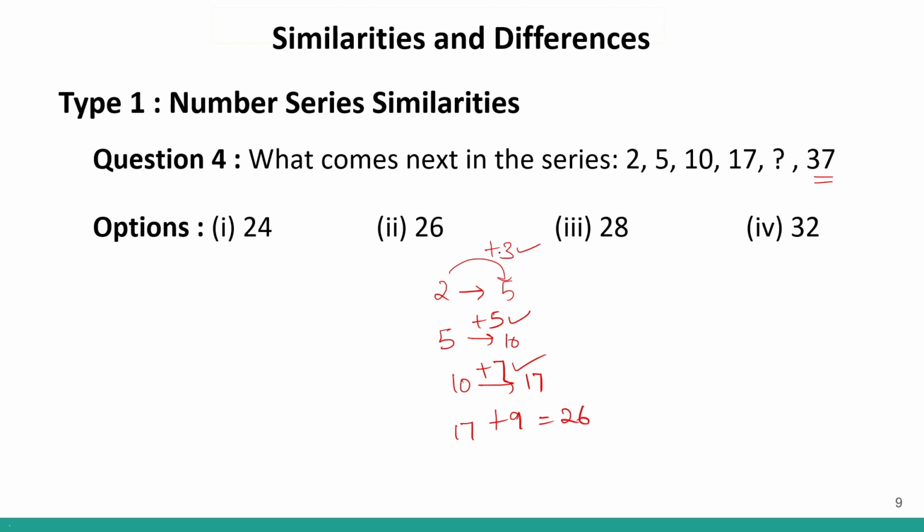So the next consecutive odd number after plus 3, plus 5, plus 7, plus 9 will be plus 11. So if I add 26 to 11, my answer will be 37. So if I put 26 in this position, it will follow logic with the previous number as well as the next number. So our answer will be option number 2, 26. This will be the correct answer.